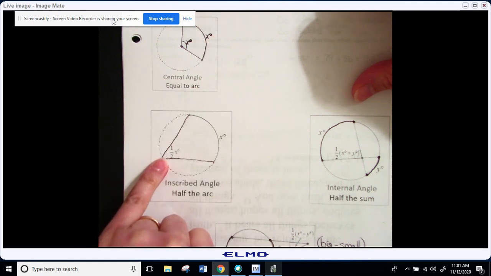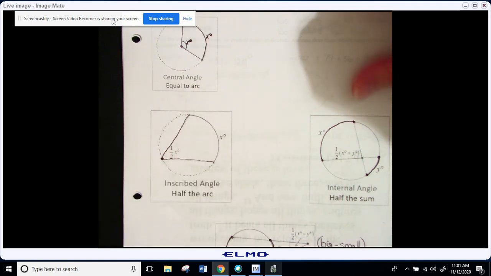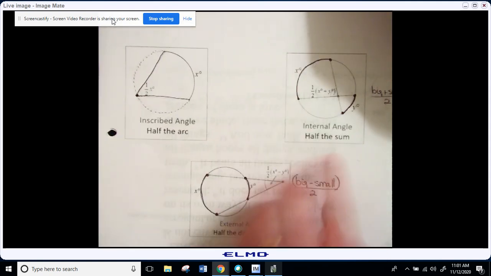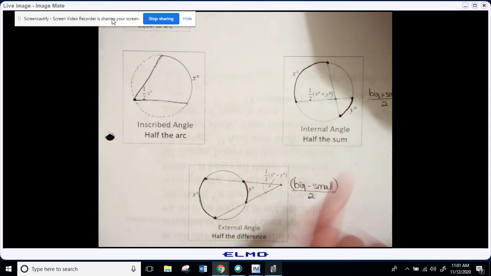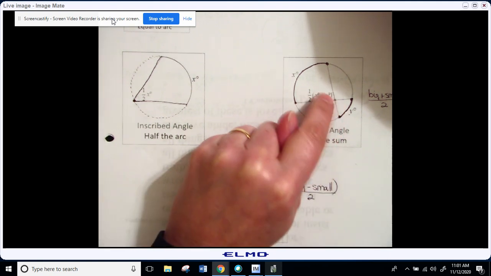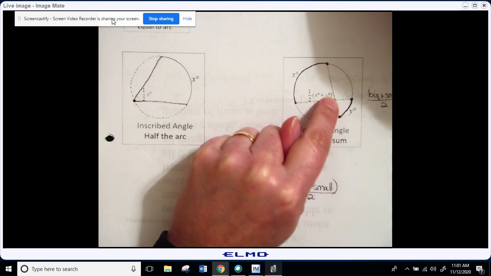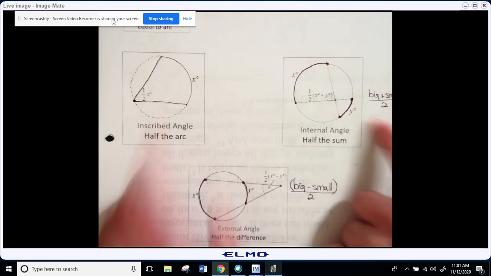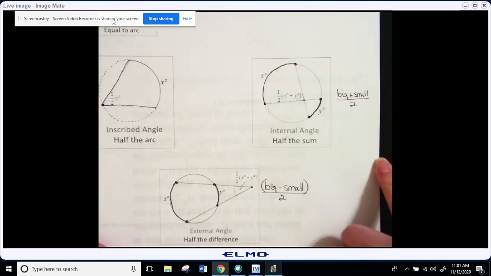Inscribed angles are half of your arcs. And here's another one. You could have angles that are inside. If it's an inside angle, remember how these two right here are vertical angles and they're equal to each other? But obviously these arcs aren't equal to each other. So you're going to find the average of those arcs.